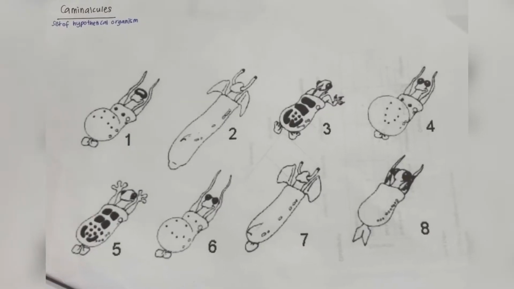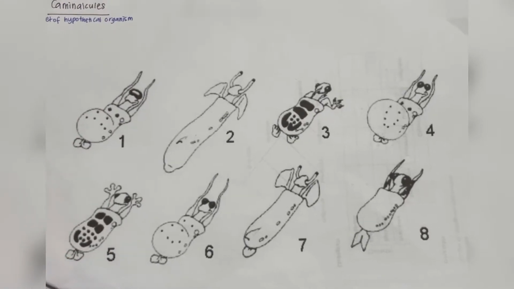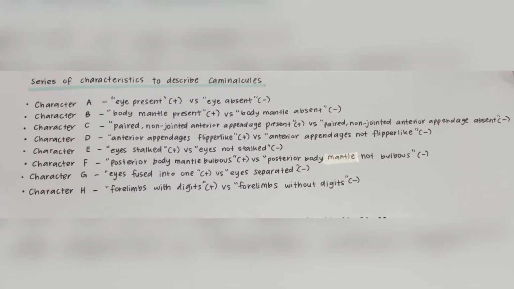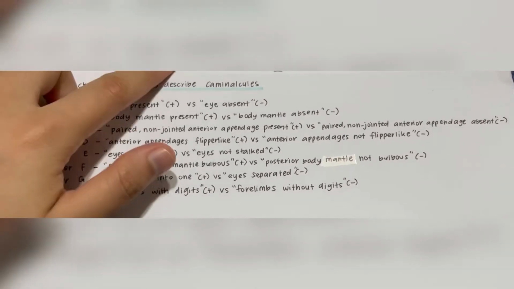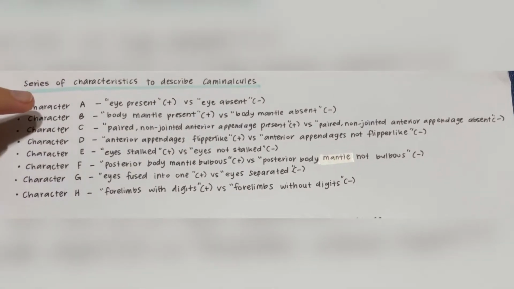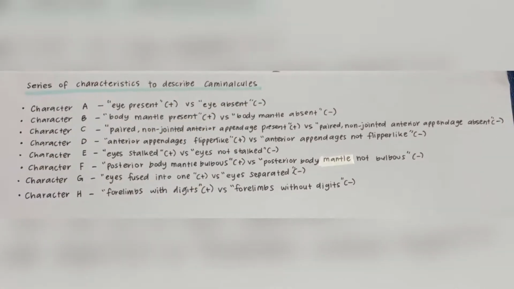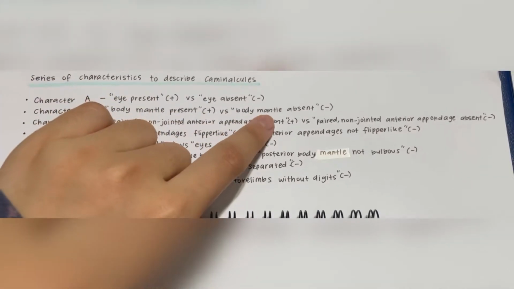Hi guys, this is the list of caminicles, which is a set of hypothetical organisms. As you can see, there are 8 organisms. Basically, these are the characteristics that we need to identify to describe the caminicles. So for character A, eye present with a positive sign versus eye absent with a negative sign. Character B, body mantle present, positive sign, and body mantle absent, negative sign.